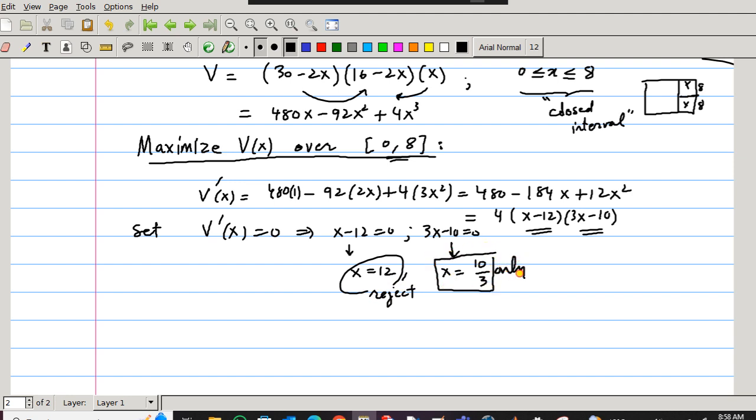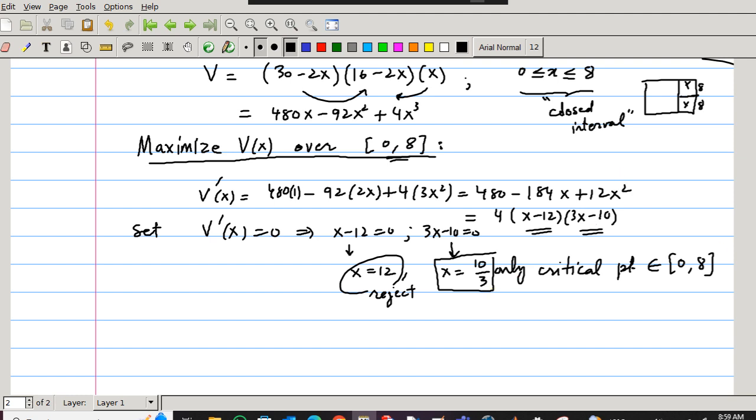This is the only critical point in my interval. Why did I reject this? This is the only critical point in 0 to 8, so I will accept this. This is 3.33, 10 by 3. 12 is out of the interval, so I will reject that. I don't need it. Okay.